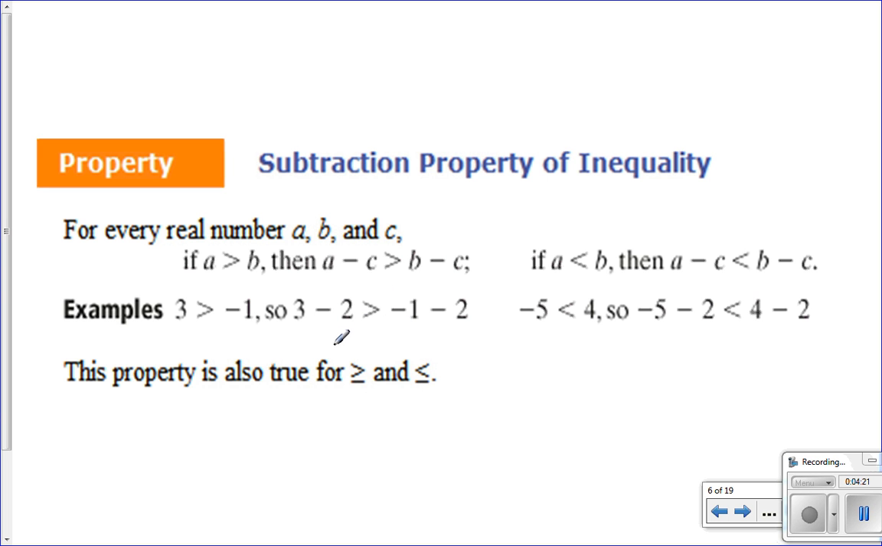Because over here, 3 minus 2 is 1, and that's greater than negative 1 minus 2, negative 3. Over here, I get negative 5 minus 2 is negative 7, less than 4 minus 2, 2. Negative 7 is less than 2.